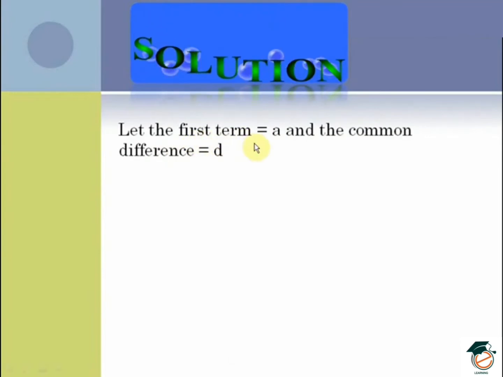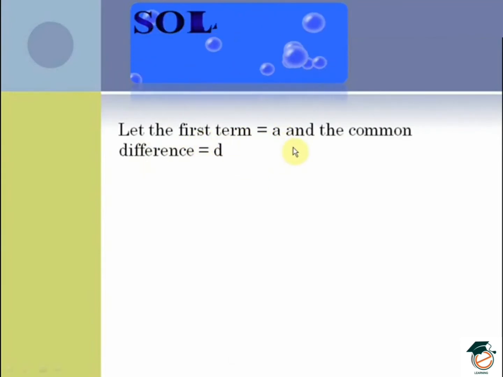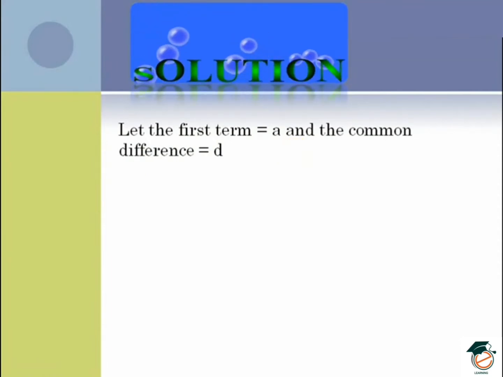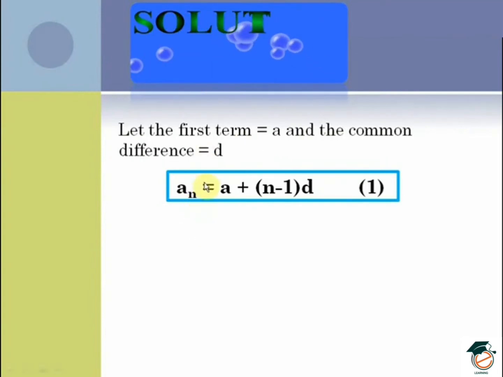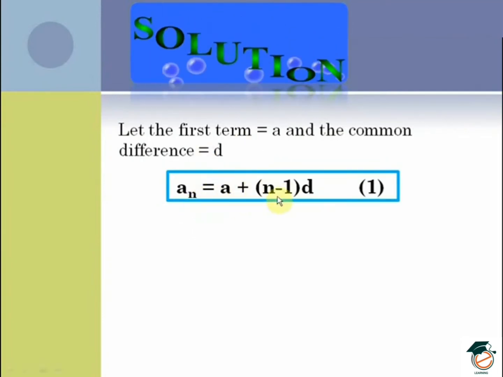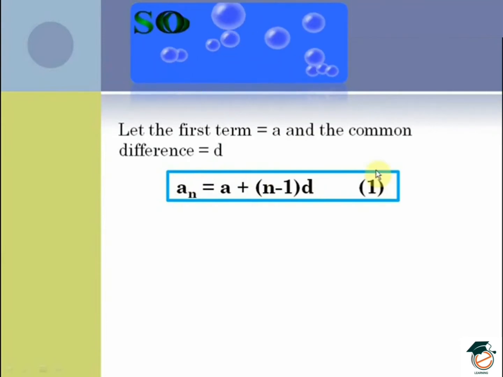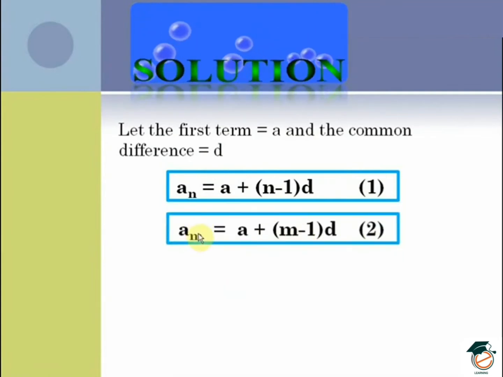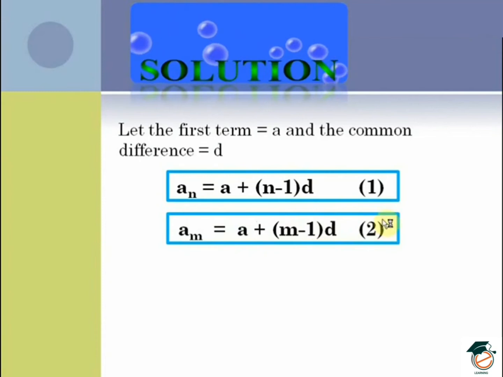Let us say that the first term is equal to A and the common difference is equal to D. Now the nth term an would be equal to a plus (n minus 1) into d. This comes directly from the formula. So let us say that this is equation number 1. Similarly, the mth term of the series would be given by a plus (m minus 1) into d, and let us say that this is equation number 2.